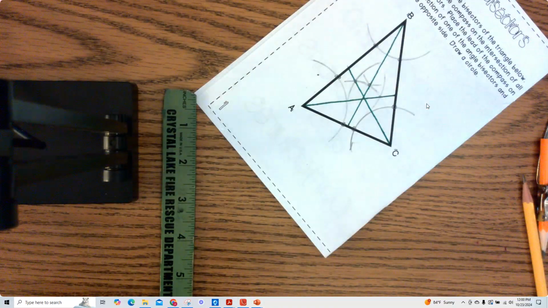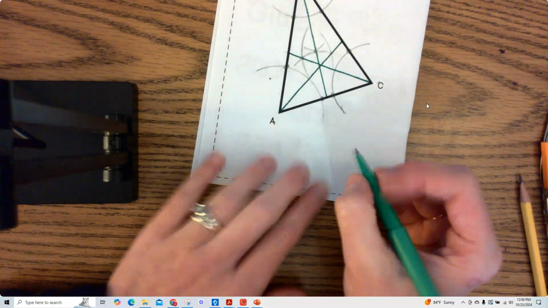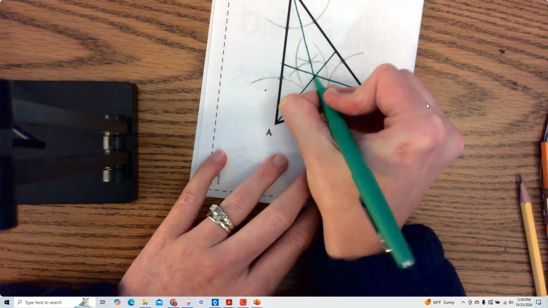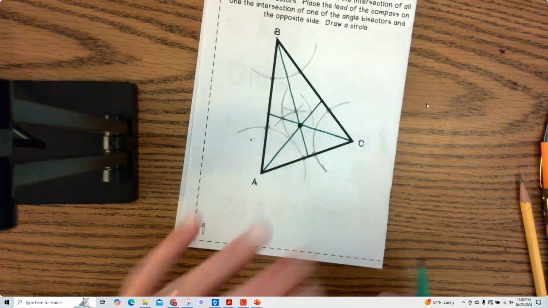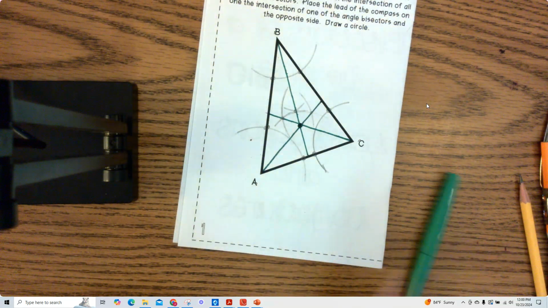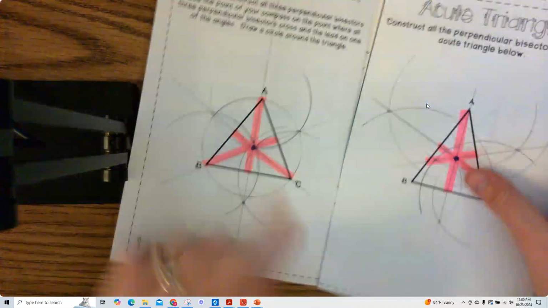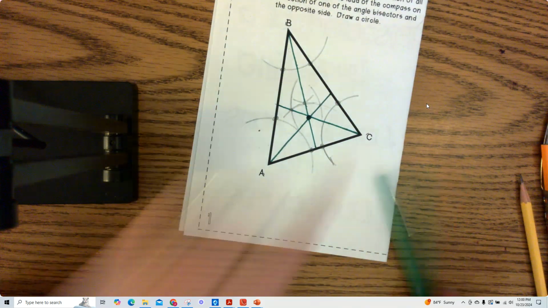Okay. So where they all cross, just kind of get close. So where the angle bisectors cross, that's called the incenter. Okay? So you know how we did the circle yesterday? We went all the way around it. We can do that with the incenter too, but this time the circle is going to be on the inside.